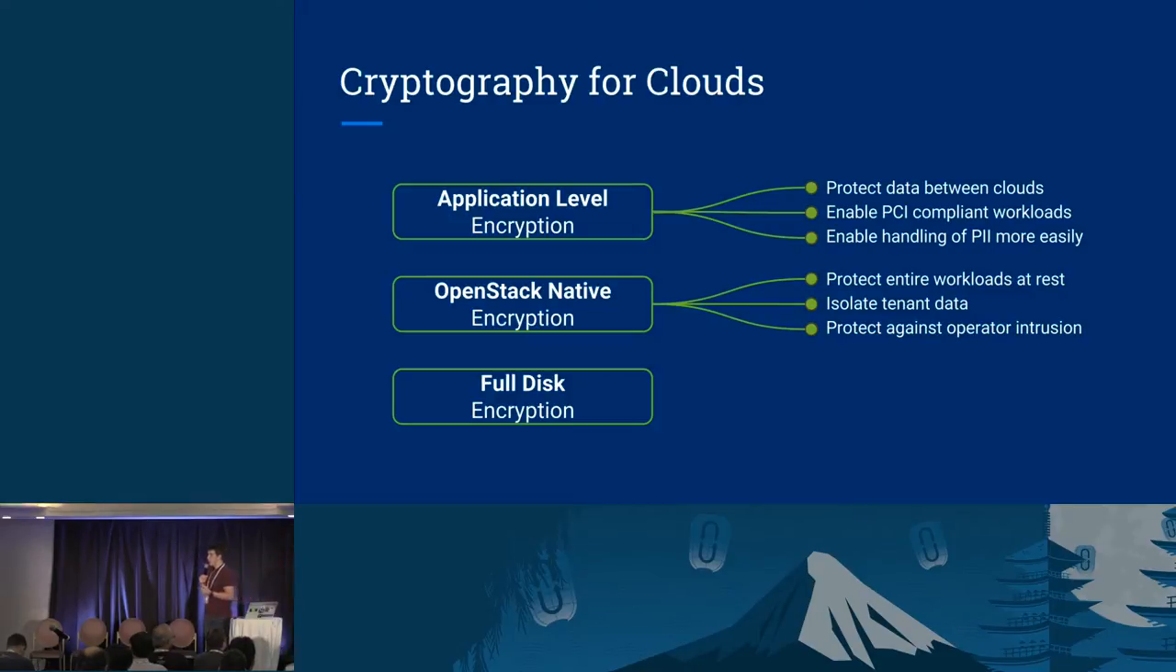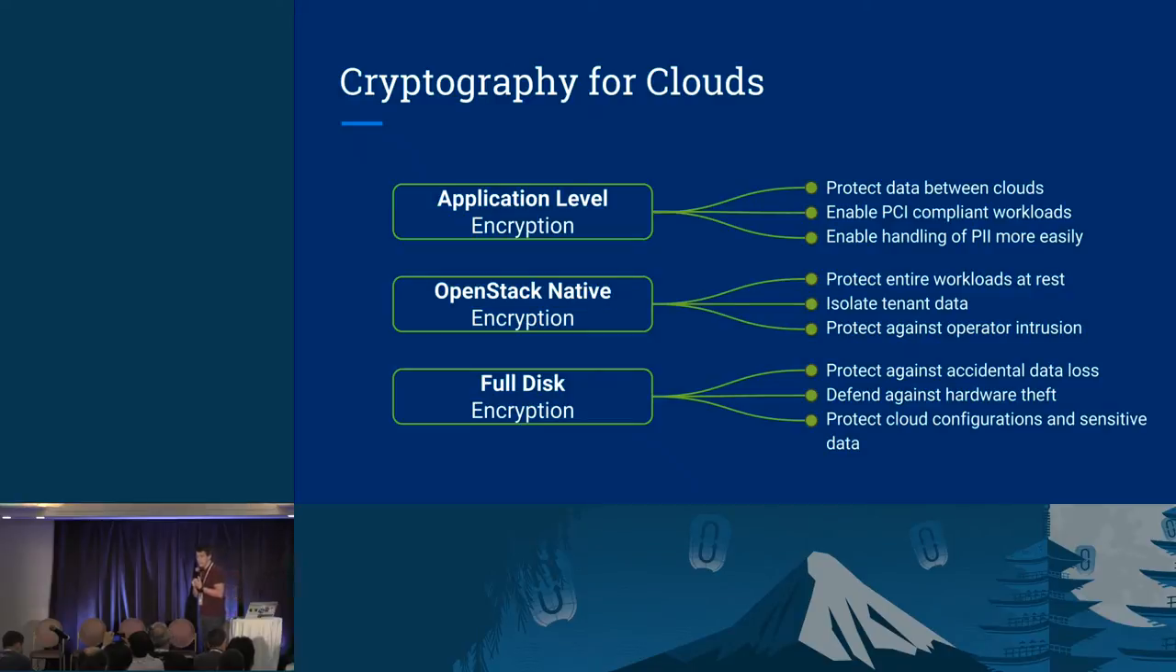OpenStack Native, that I'm going to talk to you a little bit more about, allows you to protect entire workloads at rest, allows you to cryptographically isolate tenant data, which means that in certain situations, you may be happy enough to have, say, Pepsi and Coke running on the same devices. And can, in some situations with appropriate key management, protect you against operator intrusion.